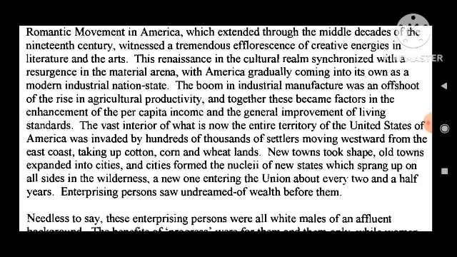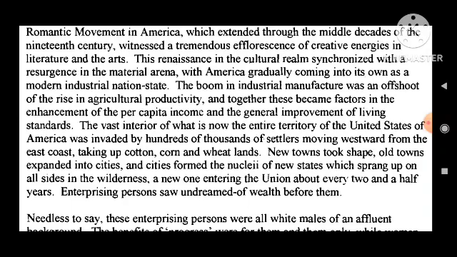The vast interior of what is now the entire territory of the United States of America was invaded by hundreds of thousands of settlers moving westward from the east coast, taking up cotton, corn and wheatlands. Okay, those settlers moving westward from the east coast, taking up cotton, corn and wheatlands.